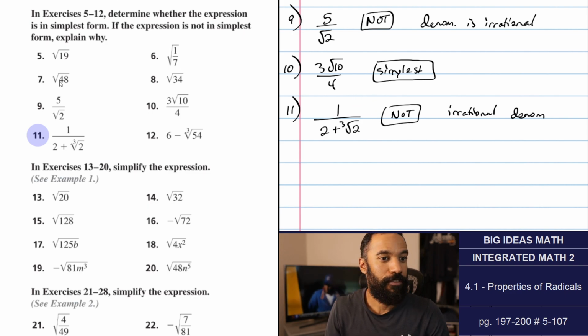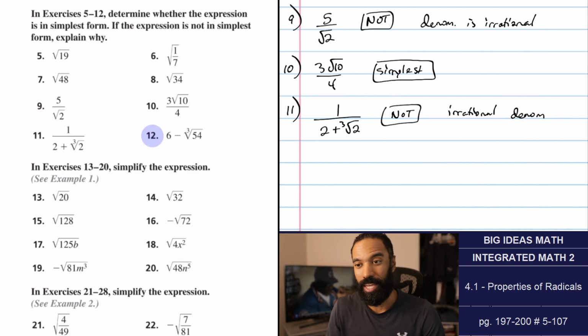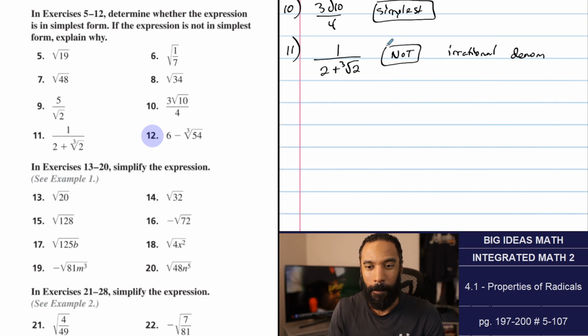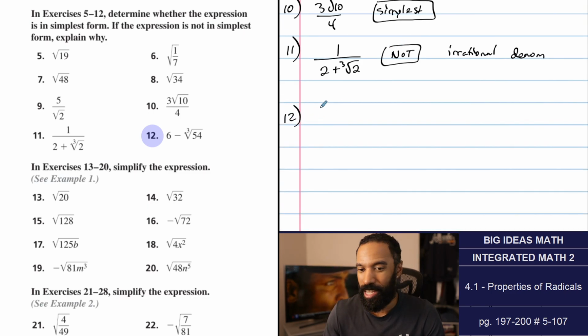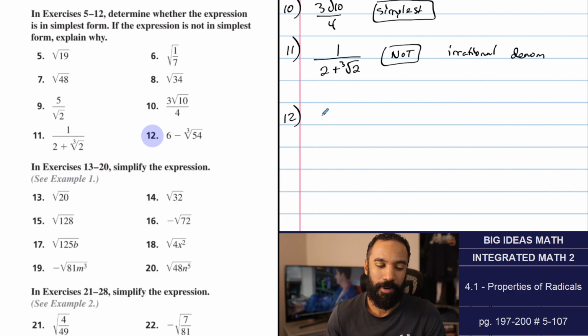Number 12. Thankfully, the problems are going fast enough, right? Here's the thing. I'm blessed that I don't think I'm graphing at all. Graphing sometimes just takes too long. It just does. There's a lot to do on a problem.